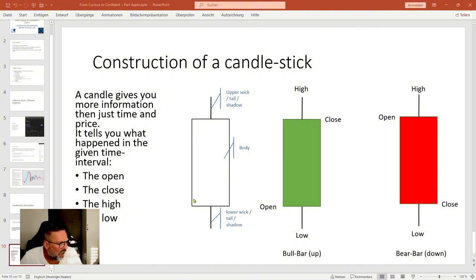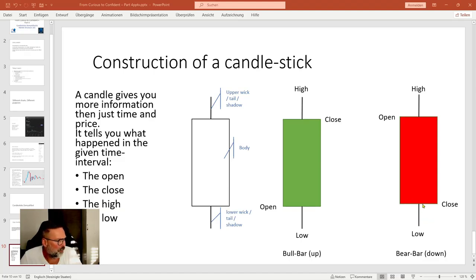The body of the candle indicates where the interval starts and where it ends. Now it depends whether we have a bullish candle, then the candle closes higher than it opened. So the open is here and the close is here. And on a bearish candle, price closed lower than where it opened. So it opened up here and closed there. And in between, you see the high and the low.